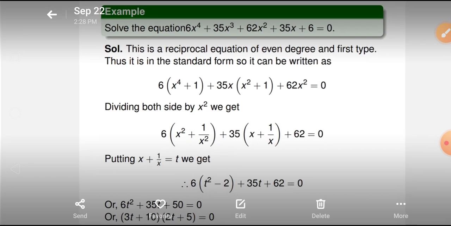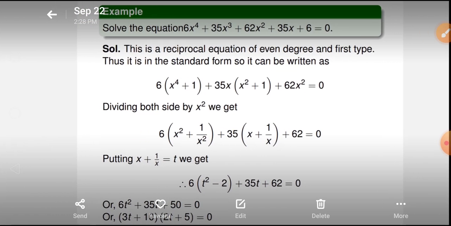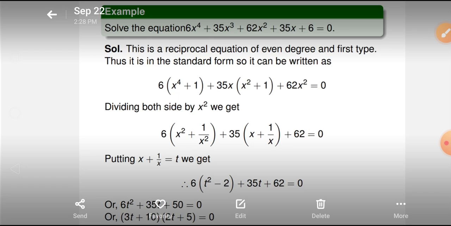Now put x + 1/x = t and x^2 + 1/x^2 = t^2 - 2 in the equation. We get 6(t^2 - 2) + 35t + 62 = 0. When we solve this equation, we get 6t^2 + 35t + 50 = 0. So this is a quadratic equation, and when we solve it, we can get two roots for t.